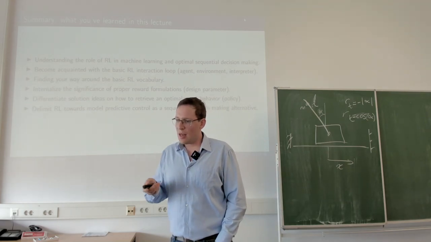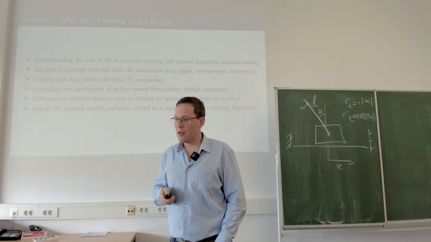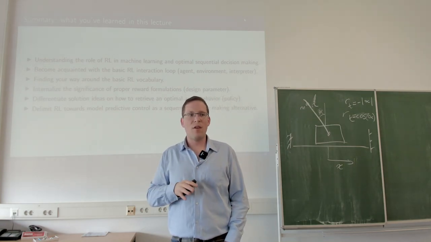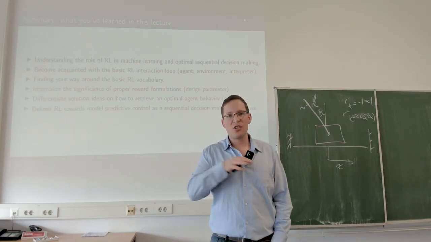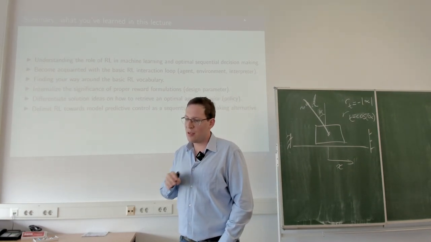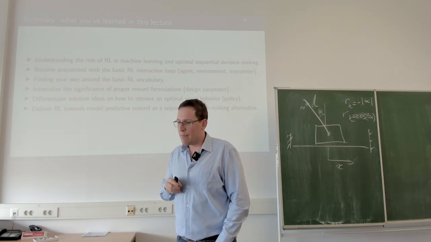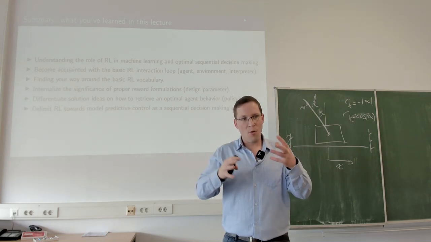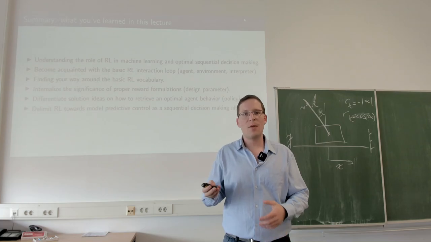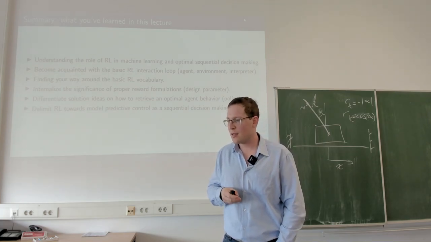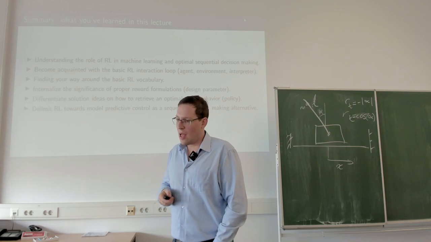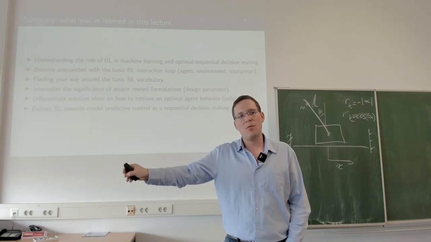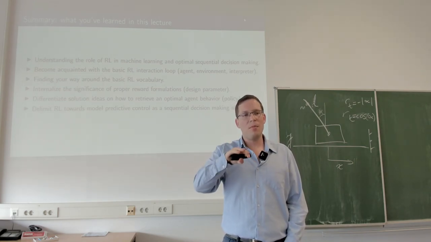You should have some idea of some of the vocabulary we are going to use. You should understand or at least have some impression of why the reward function is important and how a proper reward function can change your results. You should be able to differentiate the solution based on your problem formulation. There are different forms the problem can take: discrete, continuous space, periodic, continuous states, continuous problems. And you should be able to differentiate what reinforcement learning does, and its strengths and weaknesses, at least at a surface level, from model-based predictive control.